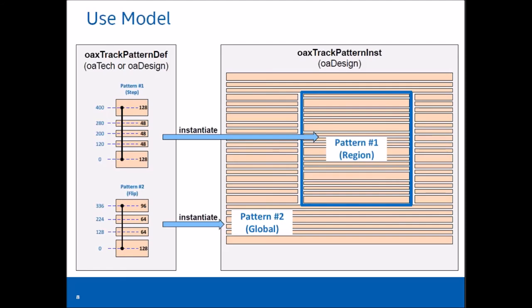One is a global pattern where it extends throughout the design. There are no explicit bounds in either direction. It's just intended to be infinite in both directions. A region could then be defined with a different pattern instantiated, and that would be cut out from the global pattern. And you can define, obviously, multiple regions.